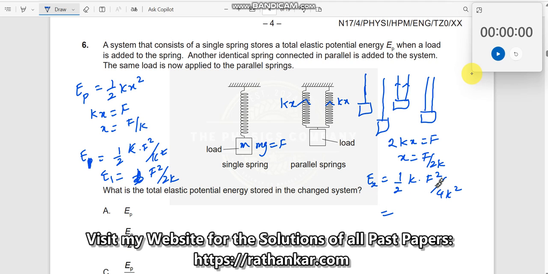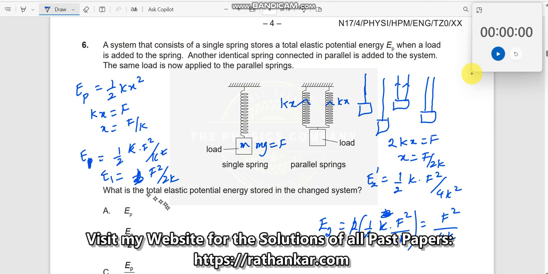Let me simplify this. This is nothing but the energy in one of the springs. Now I have two springs over here, right? So the total energy E2 will be equal to 2 into half k into f square divided by 4k square. When I do this, the 2 and 2 go away, and the k and k also go away. I am getting this as f square by 4k.